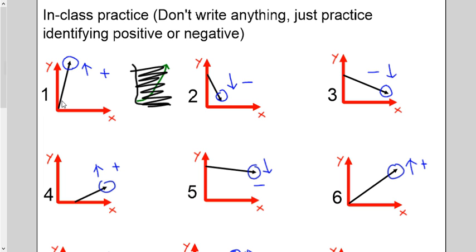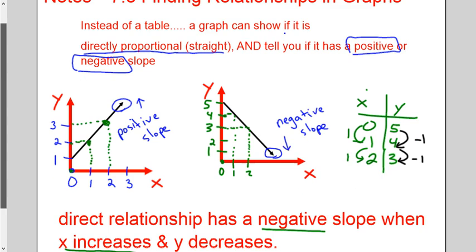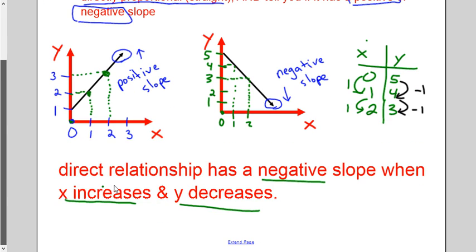But if it's got the straight line, it's directly proportional, and then we can go a little bit further and say this has a positive slope, this has a negative slope. For example, we also know that a negative slope just means that the x value increases, y value decreases, and you can look up your notes and see about the positive slope.